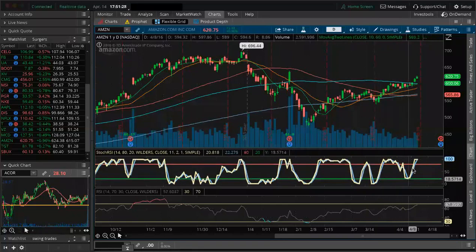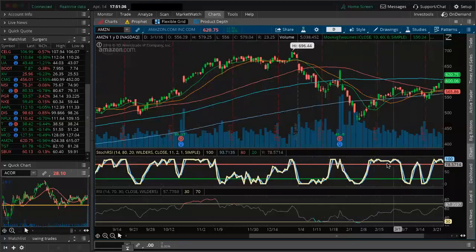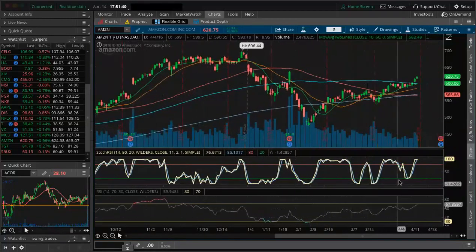You can even see it bounces off the 20 here. It doesn't even break. And you'll see sometimes it gets rejected at those lines too. Or when it's up in a trend, it'll bounce off the 80 line a little bit as a support and keep running. So just look at these as support and resistance lines, okay?